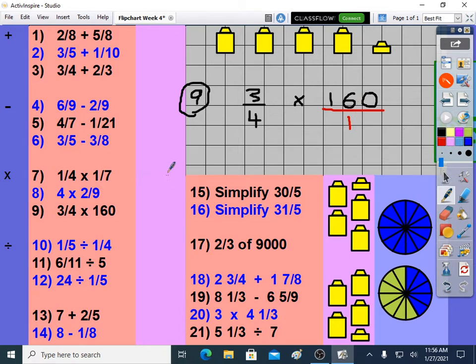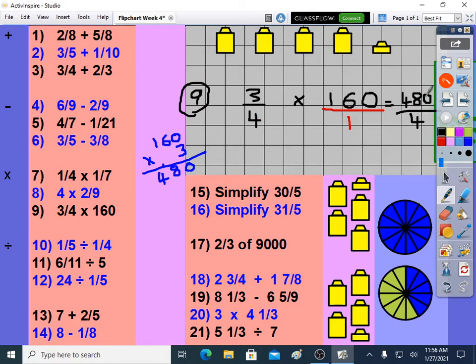Now that is not easy for most people, so I'm going to quickly jot down a little method. I'd love it if you got used to jotting down little times and divides methods where you need them. Much better than sitting there for ages trying to do it in your head if you can't. If you can do it in your head, fine. But it's not something you have to be able to do. Anyway, 3 times 160 is 480. And the denominator is 4 times 1 is 4.